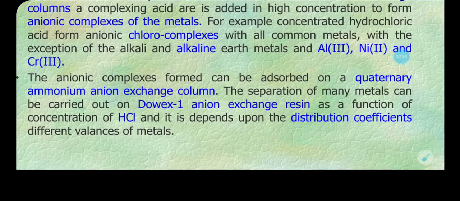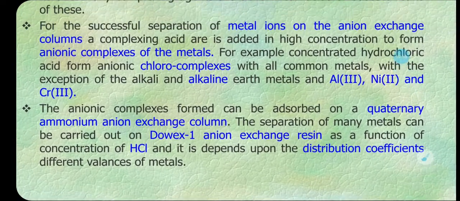The anionic complex formed can be adsorbed on a quaternary ammonium anion exchange column. That means on a strong anion exchange resin. The separation of many metals can be carried out by using a Dowex 1 anion exchange resin as a function of concentration of HCl, and it depends upon the distribution coefficient of different valences of metal.